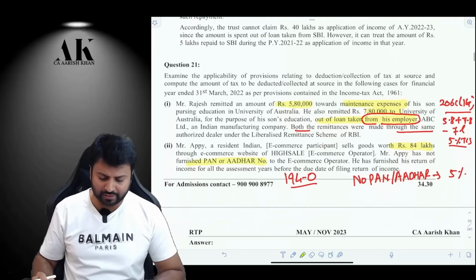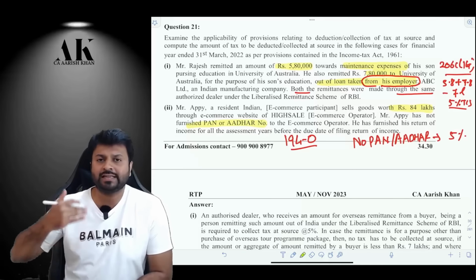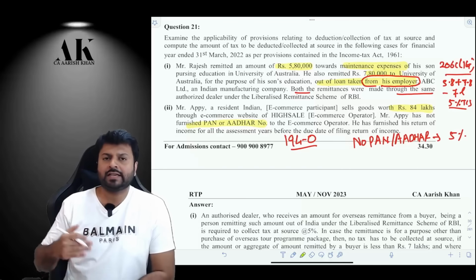5 lakh rupees in the current year. Okay. Next, question number 21. This question is based on TCS and TDS. The first part is based on TCS. The second part is based on TDS.